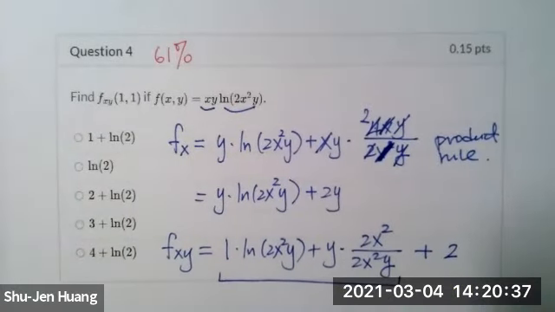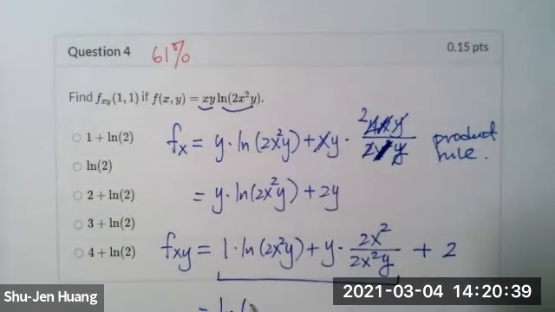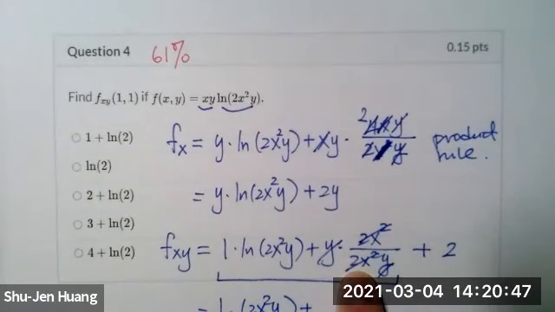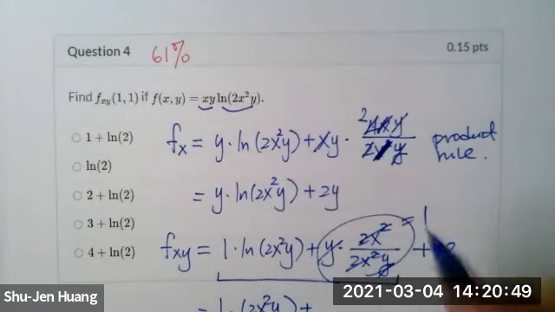Now we can simplify a little bit before we plug in the numbers. In the second term, we can cancel the 2x squared and the y, so we get just 1. So this is 1, and 1 plus 2 gives us 3.